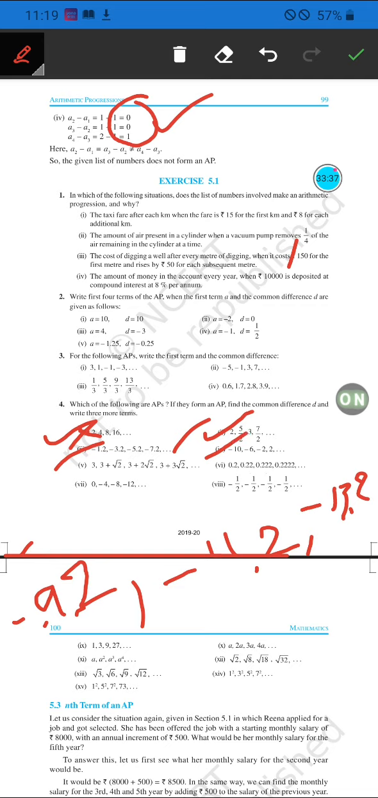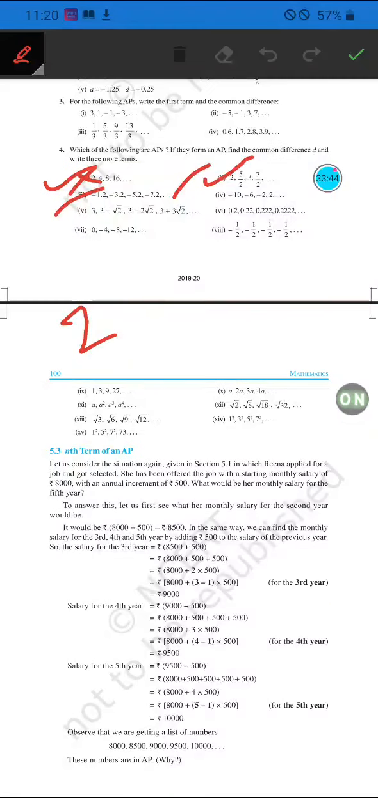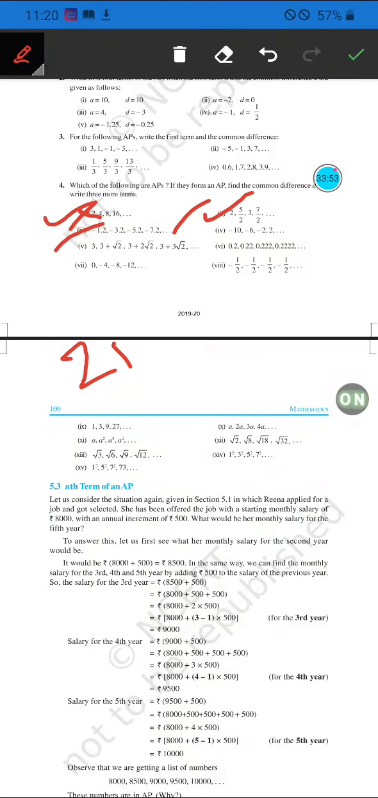So the next number, in the fourth question the common difference is the same now. So add the common difference to 2. The common difference is 4 now. So add 4 to 2, it becomes 6. The next number is 6. Add 4 to 6, it becomes 10. Add 4 to 10, it becomes 14. So the fourth question answer is 6, 10 and 14. So simply add the common difference to the preceding number.